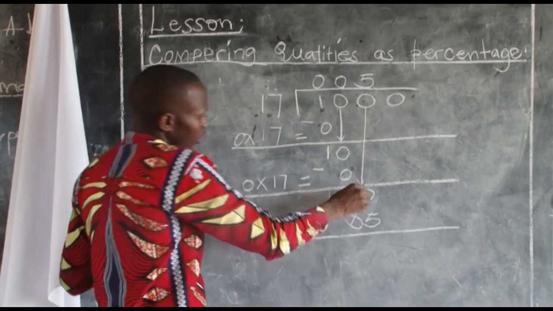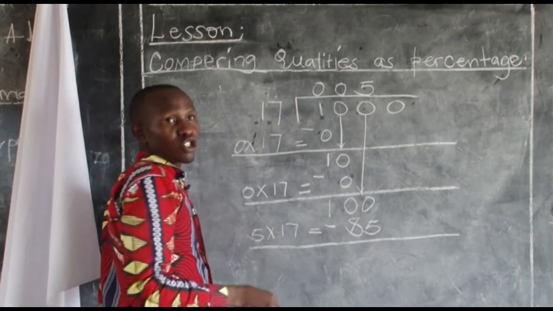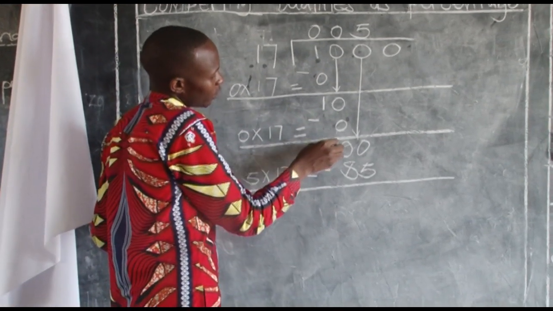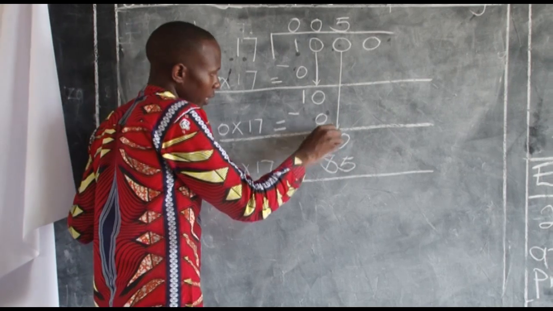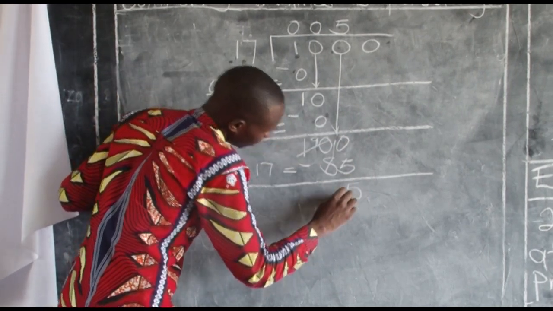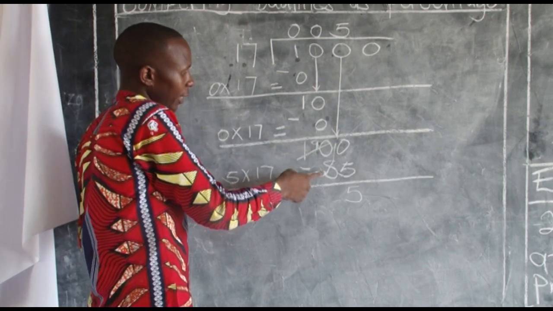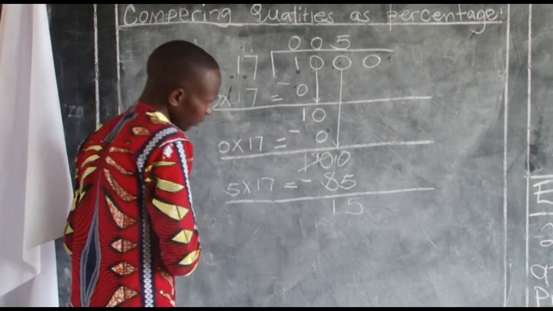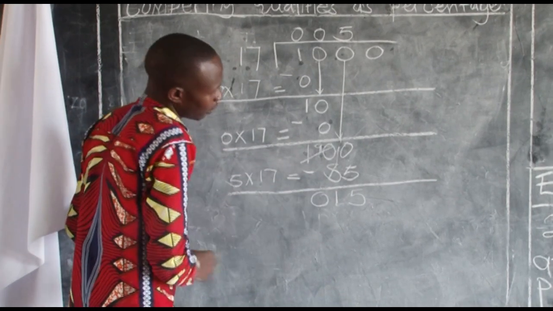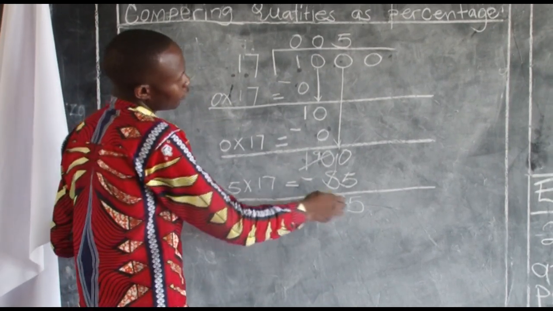We shall say 0 take away 5, which is impossible. We shall come and borrow here from 10, we leave 9. We make 10. 10 take away 5, we shall have 5. Here we have 9. 9 take away 8, we shall have 1. We borrowed this 0, we borrowed this 1, so it means here we have 0, meaning that we have 15.